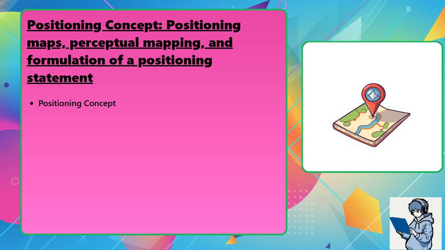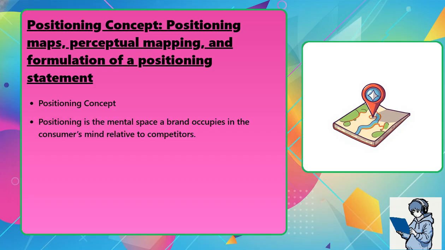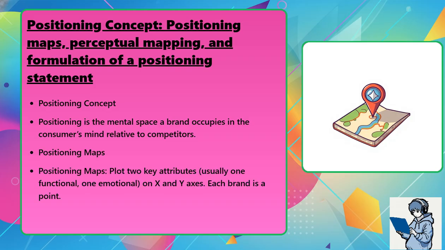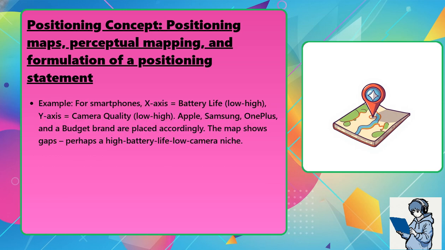Positioning concept. Positioning is the mental space a brand occupies in the consumer's mind relative to competitors. Positioning maps plot two key attributes, usually one functional and one emotional, on X and Y axes. Each brand is a point. Example: for smartphones, X-axis equals battery life, low to high, Y-axis equals camera quality, low to high. Apple, Samsung, OnePlus, and a budget brand are placed accordingly. The map shows gaps, perhaps a high battery life, low camera niche.